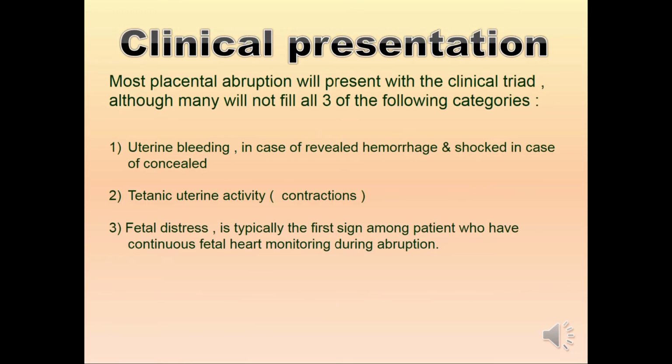Clinical presentation: most placental abruptions will present with the clinical triad, although many will not fulfill all three of the following categories. But what is the clinical triad? Uterine bleeding in case of revealed hemorrhage, and shock in case of concealed. Tetanic uterine activity or contraction. Fetal distress, which is typically the first sign among patients who have continuous fetal heart rate monitoring during abruption.